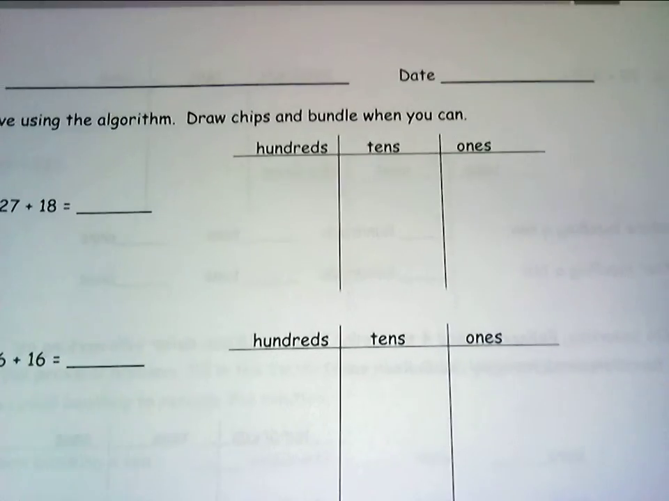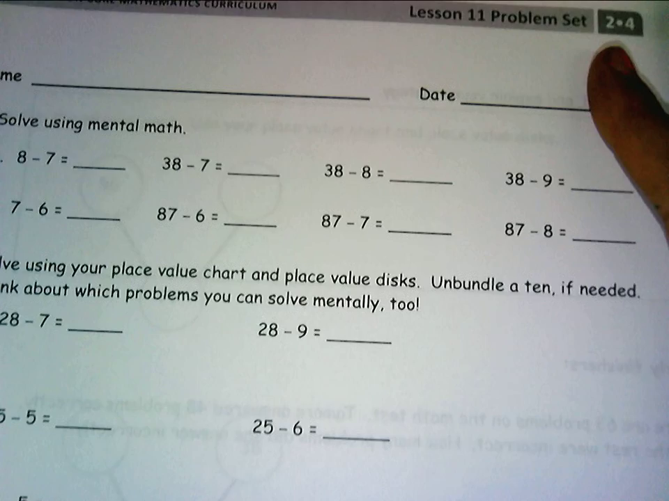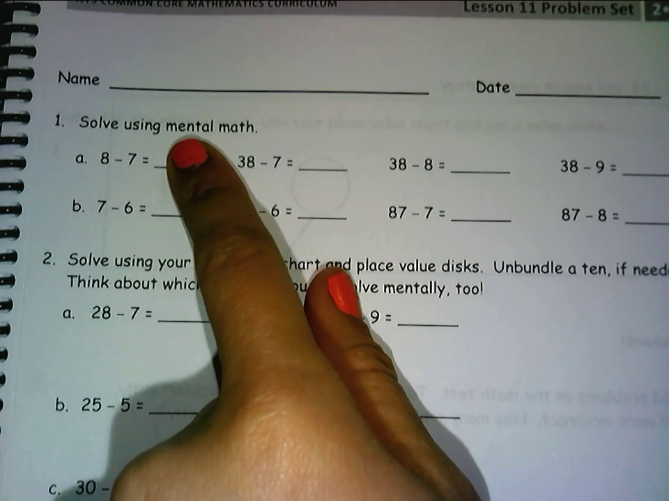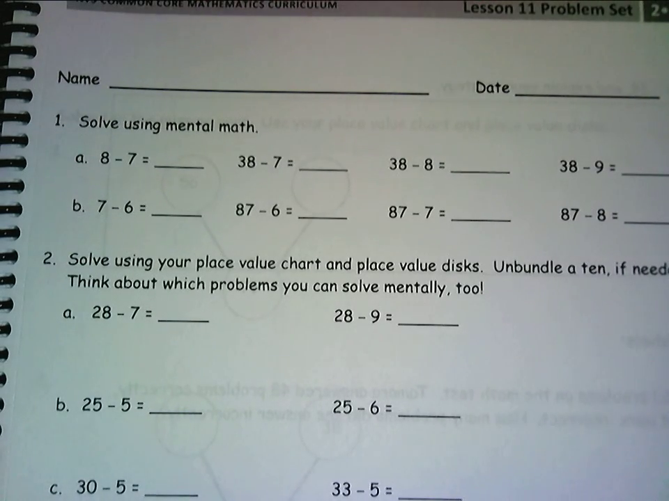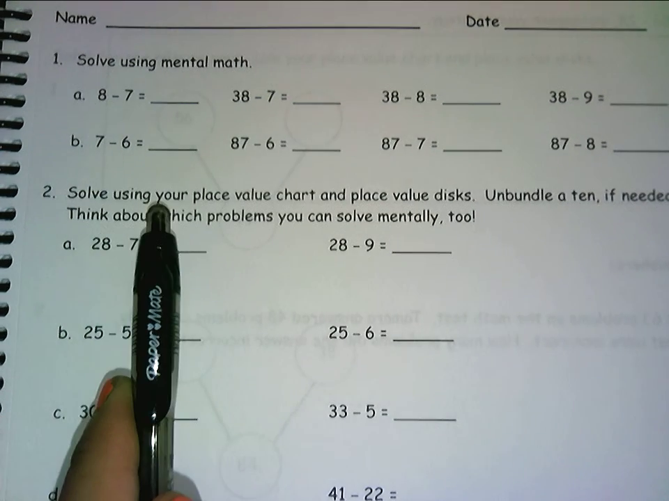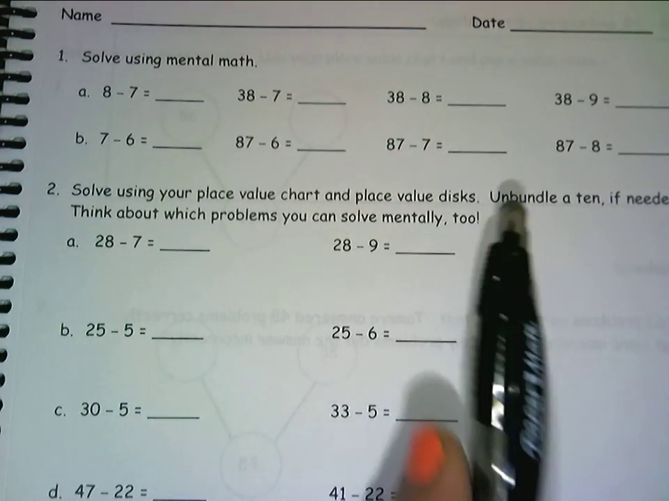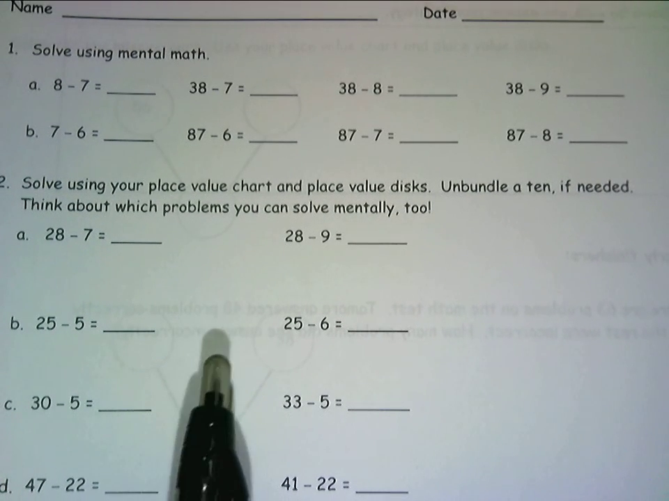Okay, so let's take a look at your problem set. You're on lesson 11. So it says number 1, solve using mental math. So here on the top, you can use mental math, so you don't have to show your work. But on number 2, it says solve using your place value chart and place value discs. You do need to use a place value chart and draw discs, okay? So on number 2, you do have to show your work.